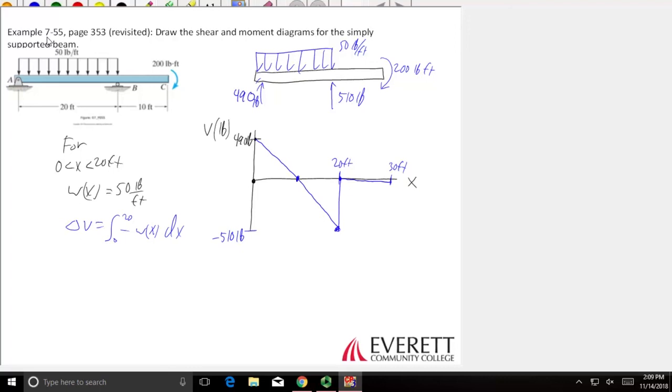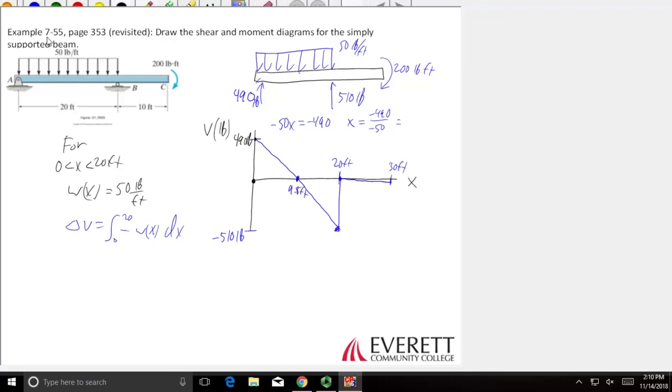I know my slope, right? So my slope is negative 50 times x. And I know that has to be equal to negative 490 when I get to the x-axis. Solve for x. X is equal to negative 490 over negative 50. So that's equal to 9.8. So this would be 9.8 feet.